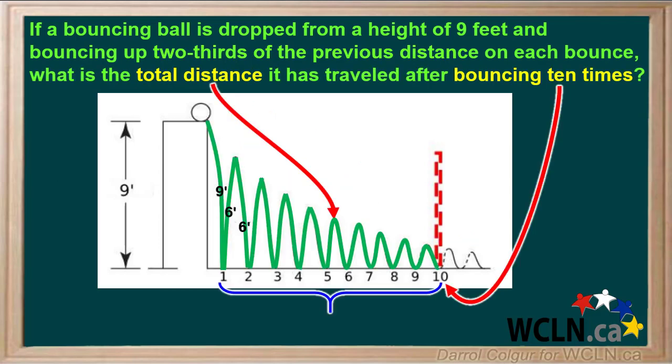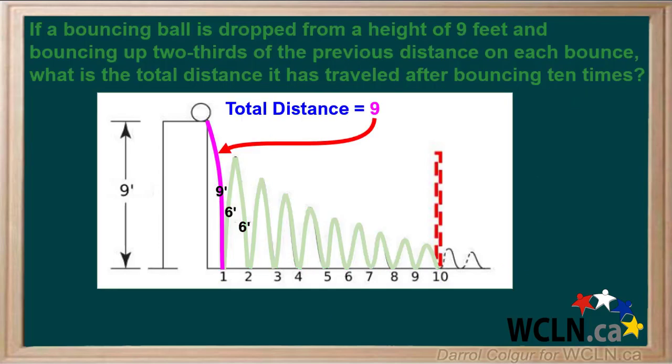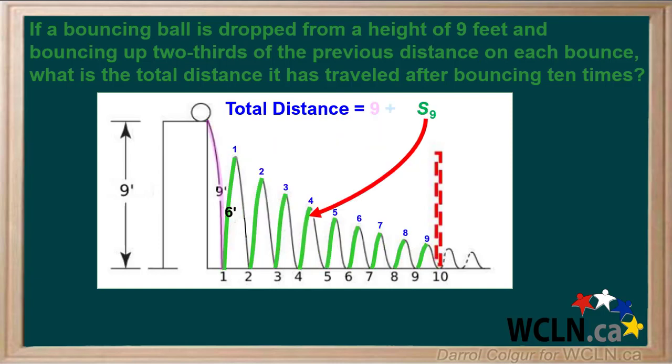We're asked the total distance the ball has traveled after bouncing 10 times. What they mean here is the total distance traveled right at the 10th bounce. This is shown by the green path on the diagram. The total distance can be calculated starting with the initial 9-foot drop shown in purple. We can calculate the rest of the distance using the sum of a series.